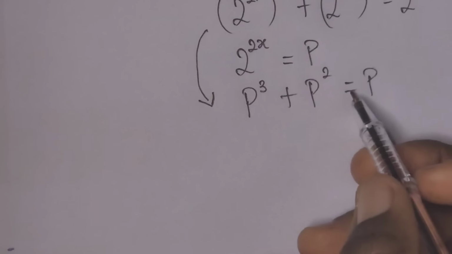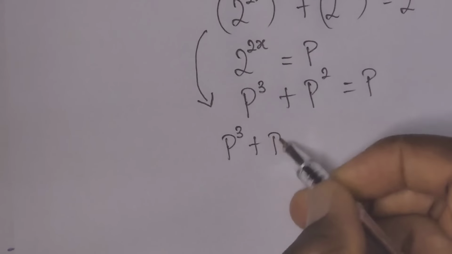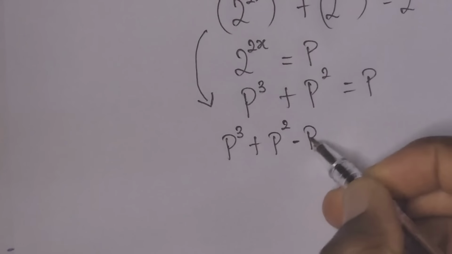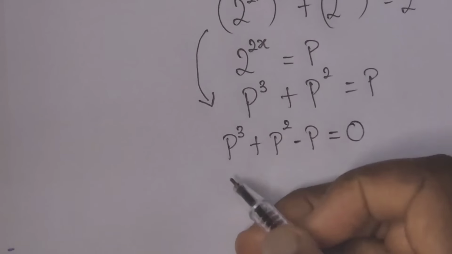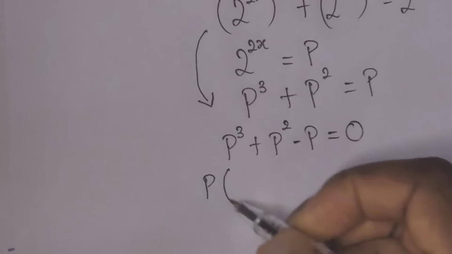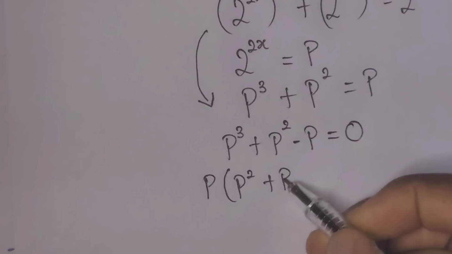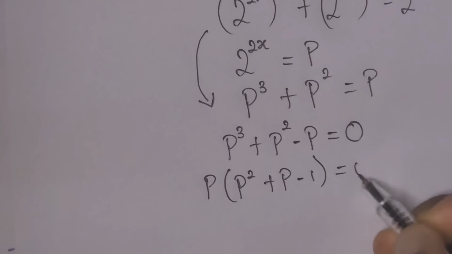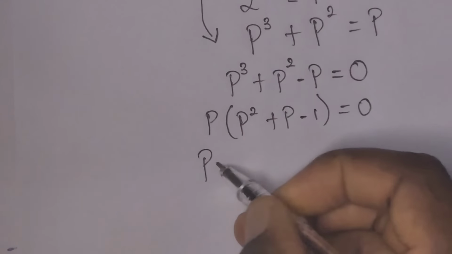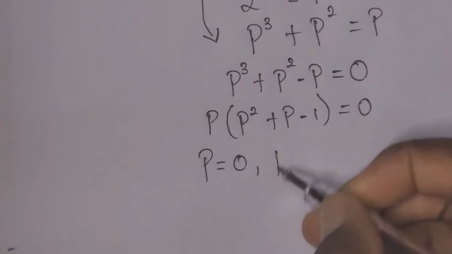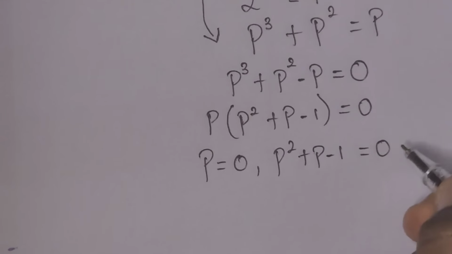So let's move all the variables to the left. We have p cubed plus p squared minus p, or equal to 0. So when we factor out p from here, we have p, open bracket, p squared plus p minus 1, or equal to 0. So it simply means that p is equal to 0, and p squared plus p minus 1 is also equal to 0.